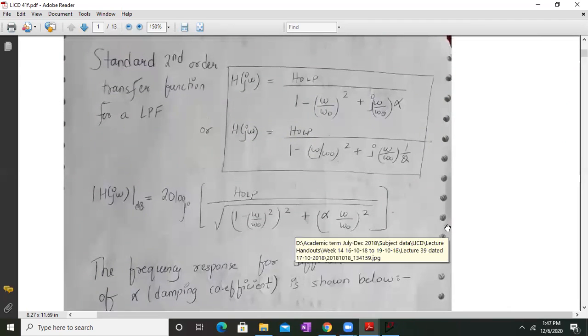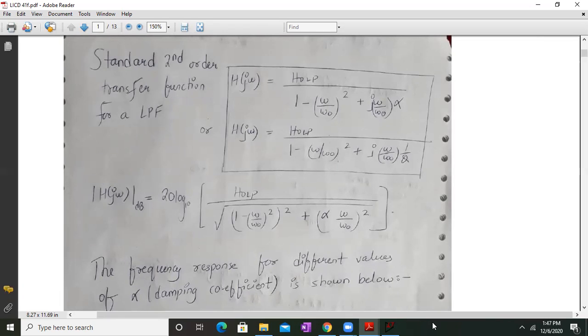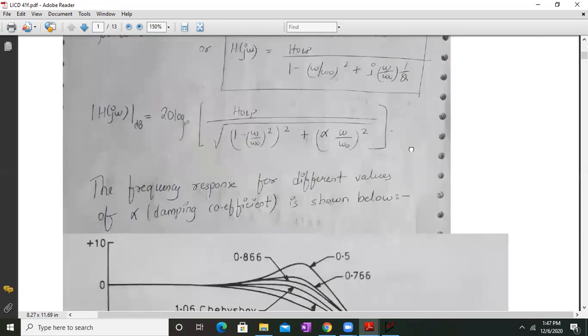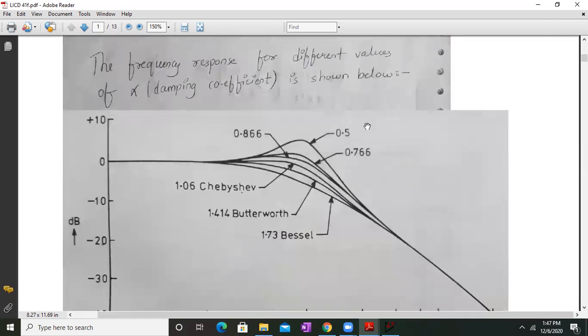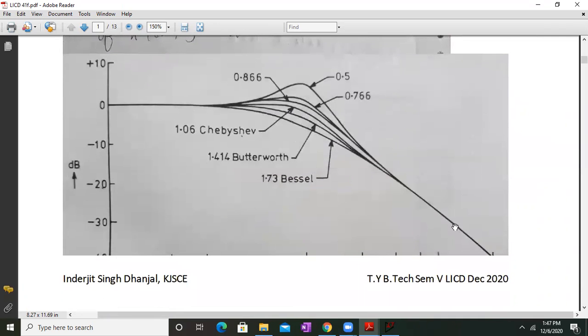And if I consider the same thing in terms of dB, so mod of H of j omega in dB will be 20 log to the base 10 HOLP divided by square root of 1 minus omega upon omega naught the whole square, the whole square plus alpha into omega upon omega naught the whole square. So the frequency response for different values of alpha is shown below. So here it is. This is my frequency response for my low pass filter.